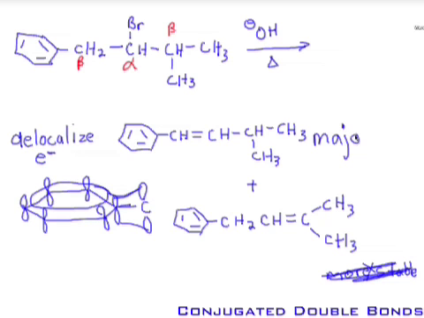So watch for conjugated double bonds. This can crop up. It can be conjugated with an aromatic ring, or we could have it conjugated with another alkene group, like this. That would be conjugated as well. So watch for pi bonds next door to the alkene that's forming, which gives you conjugated double bonds. They will often generate major products.